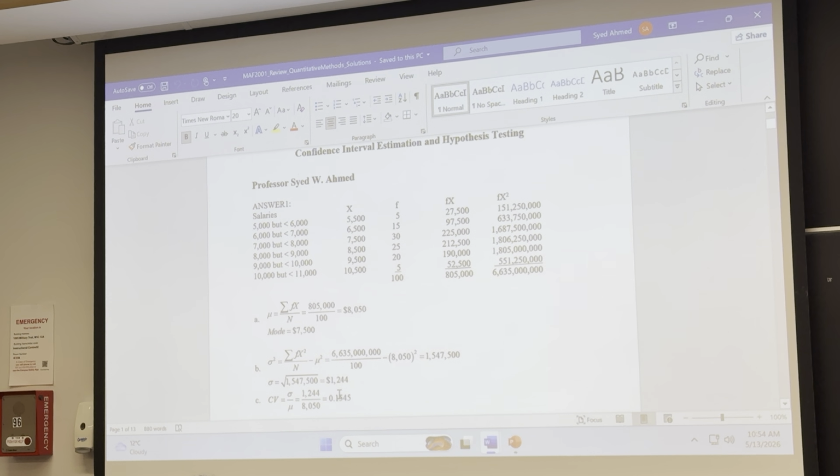Now mode is the value which occurs most frequently, which salary is paid more frequently. So over here you see 30 is the highest number, so the mode is 7,500. And median, you don't have the median over here. Okay, so just two questions you're asking. Median and mode, okay.